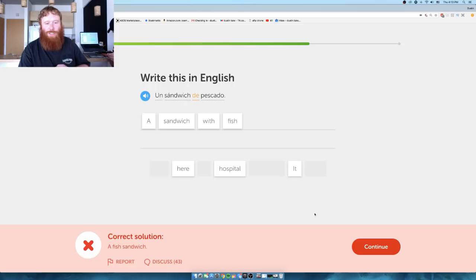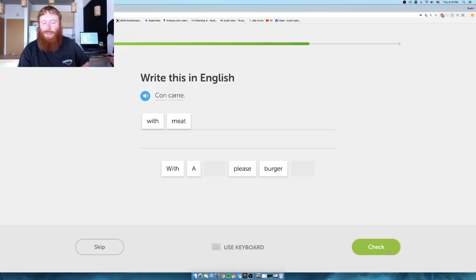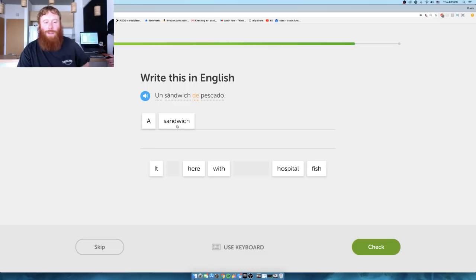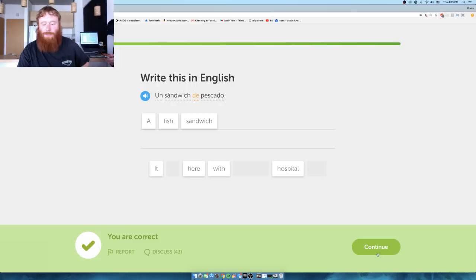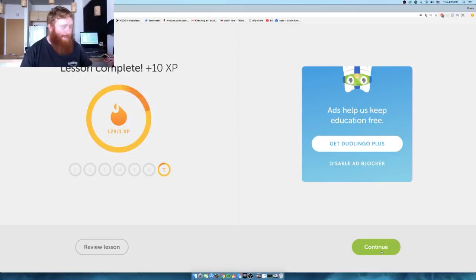Well, same thing. I guess I would say condiment would be with fish. I don't know, that's a weird way of saying it. Un sandwich de pescado. Or no, that means it'd be a fish sandwich. That's a weird way to say it. A fish sandwich or a sandwich with fish? What's correct in English to say it? It doesn't make sense to me.